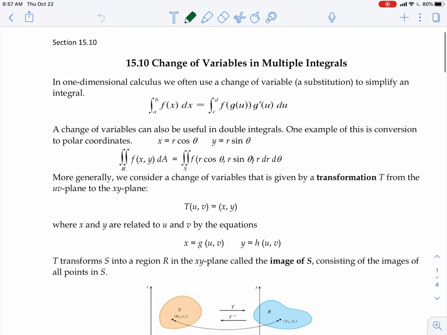Welcome to Chapter 15, Section 10, and we're finished with Chapter 15, just on this section where we're talking about integration. And the last thing we're going to talk about is a change in variables in multiple integrals.